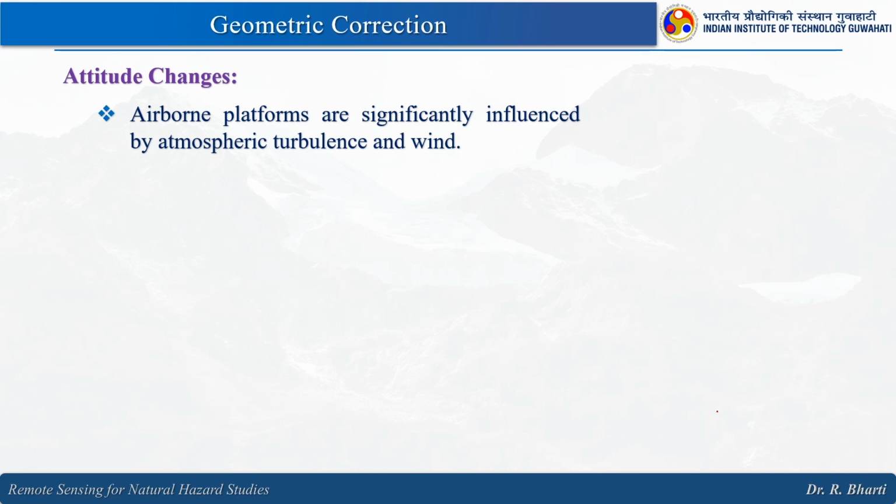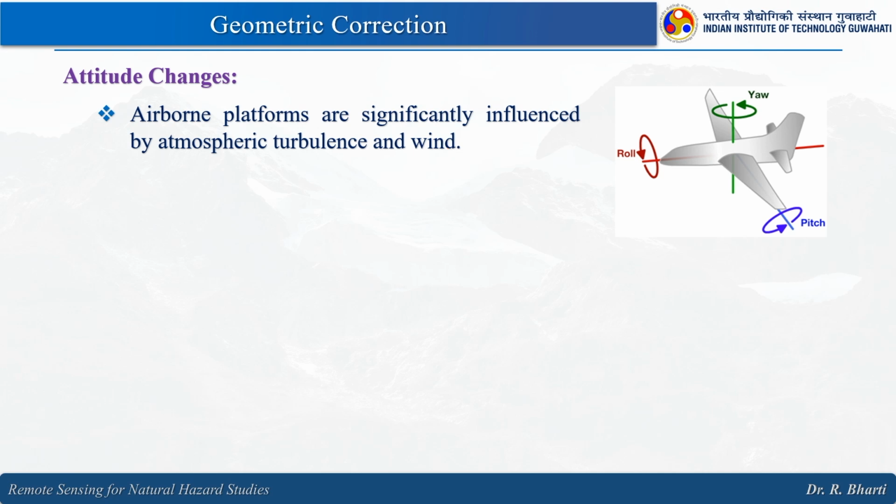Now we will talk about the attitude changes. So airborne platforms are significantly influenced by atmospheric turbulence and wind. Because of the turbulence and the wind, what happens?